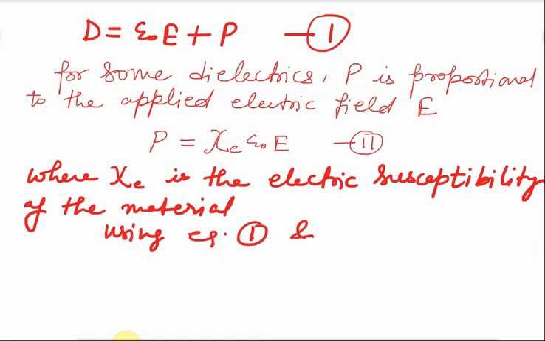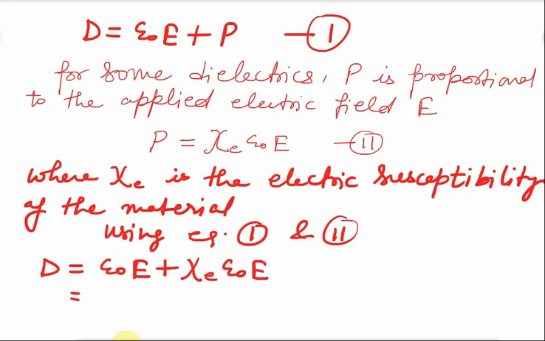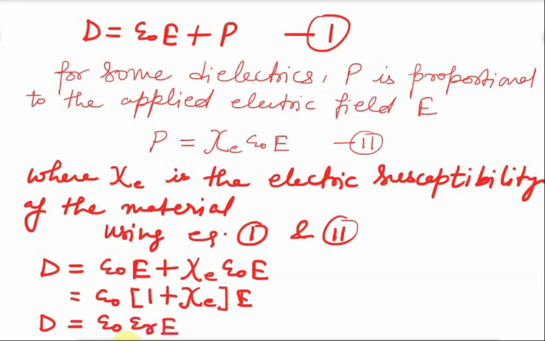Using equation 1 and equation 2, now what can we write for D? D equals epsilon 0 E plus the value of P from the second equation, that is chi E epsilon 0 E. If we take this epsilon 0 common, it will be 1 plus chi E, into E. Hence we can say that D equals epsilon 0 epsilon R E, where this epsilon R is 1 plus chi E.